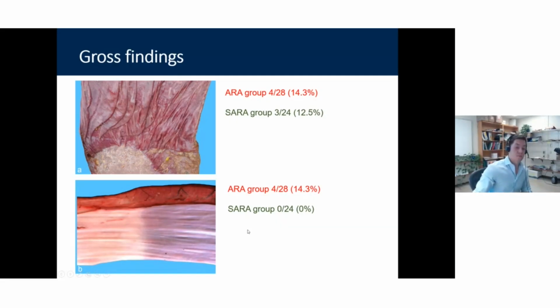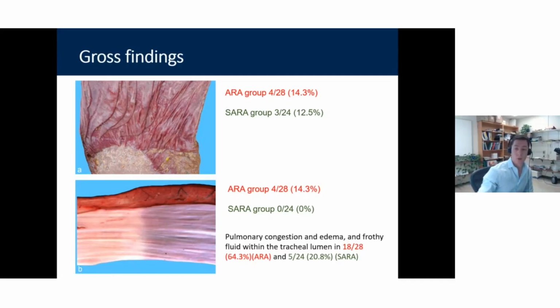And I'm just going to comment very briefly on the esophageal bloodline, pulmonary congestion, and edema, which were by far 3 times more common in the acute cases versus the subacute, which is expected.